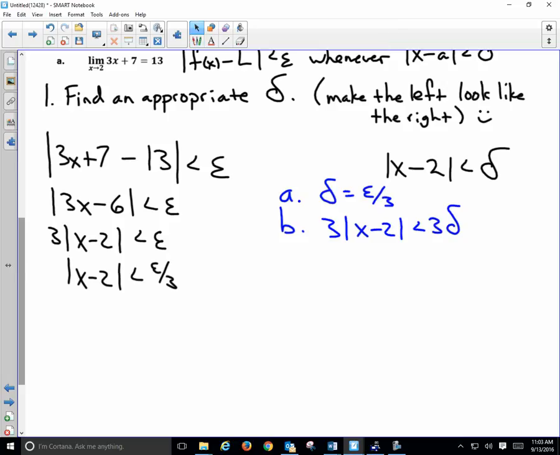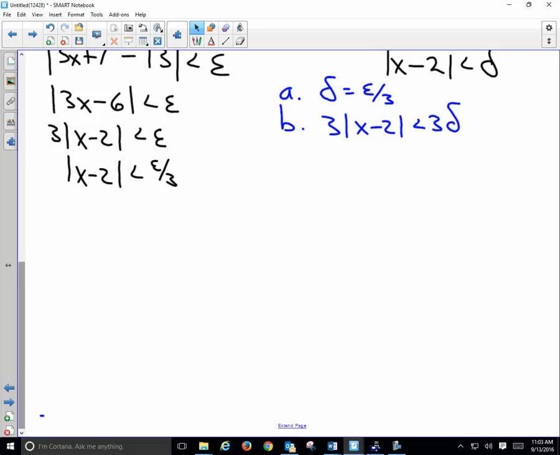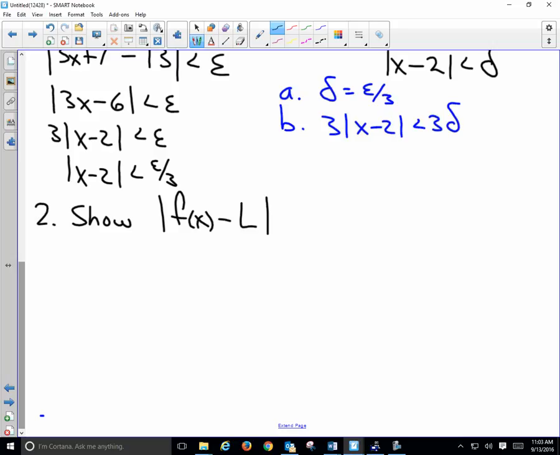So now the second part of the proof is show absolute value of f of x minus L is less than epsilon whenever absolute value of x minus a is less than delta. I am going to make that statement right now. Okay?